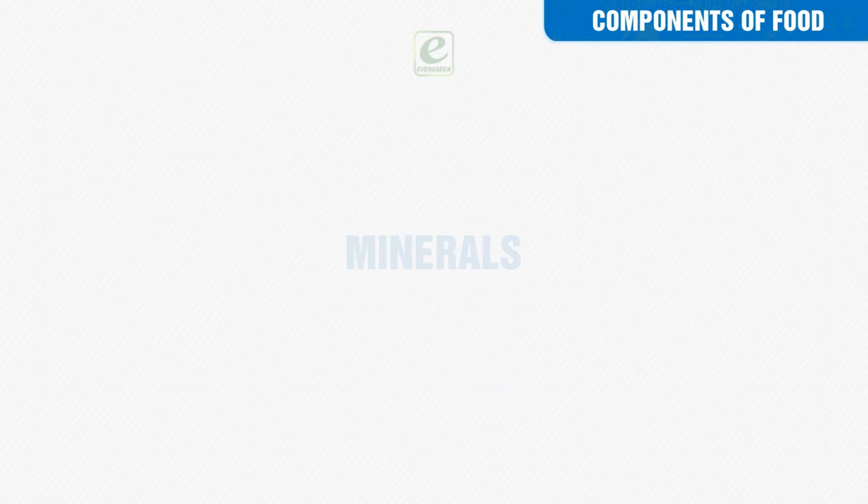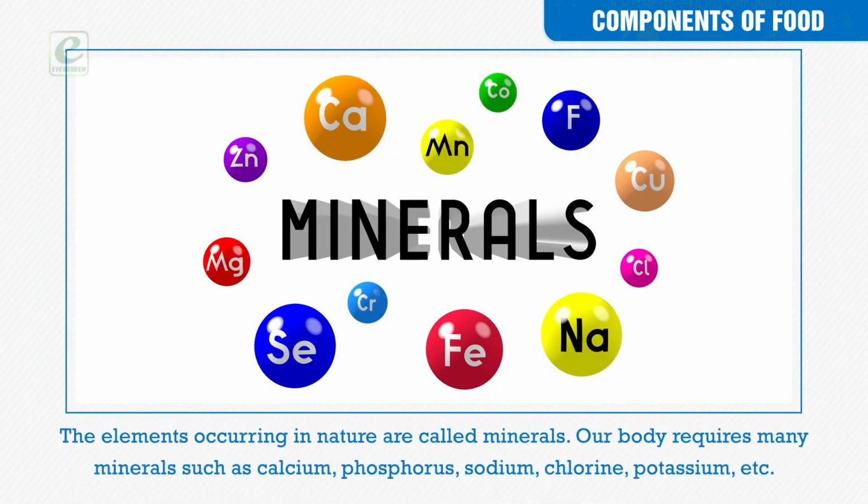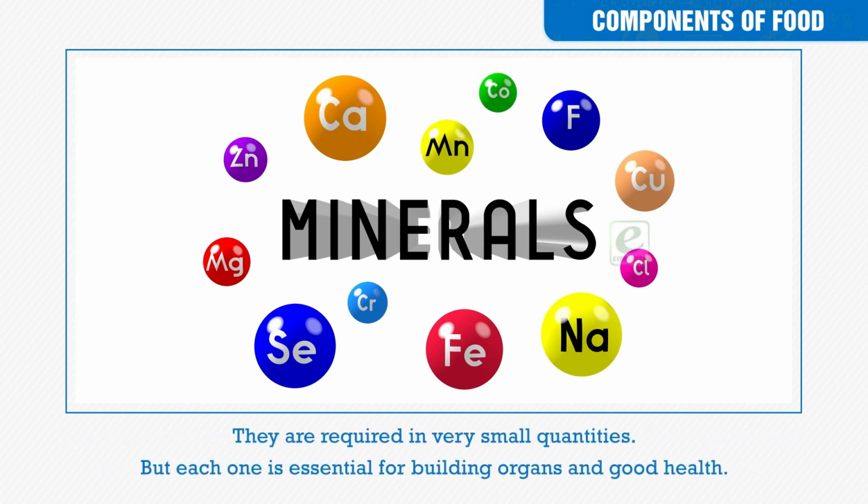Minerals. The elements occurring in nature are called minerals. Our body requires many minerals such as calcium, phosphorus, sodium, chlorine, potassium, etc. They are required in very small quantities, but each one is essential for building organs and good health.